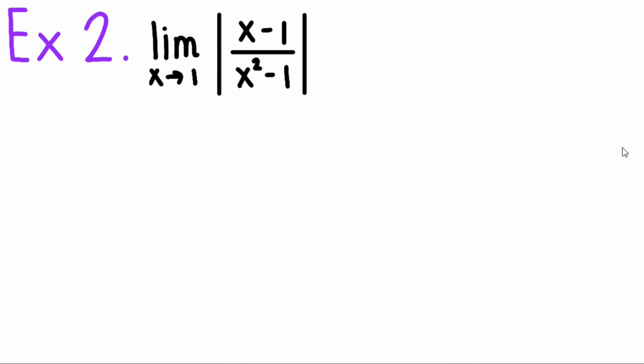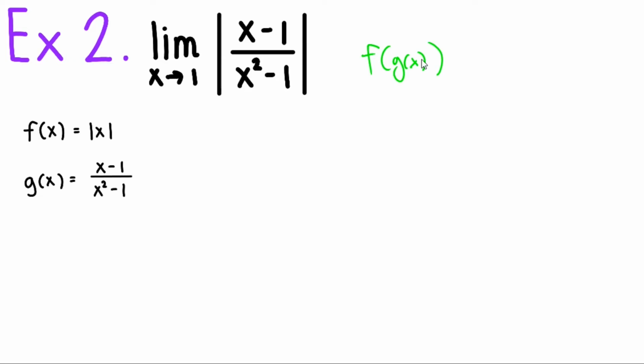So that is, what we can do is we can let f of x be equal to the absolute value of x and g of x be equal to x minus 1 over x squared minus 1. Observe that given these two, f of g of x is equal to this one.